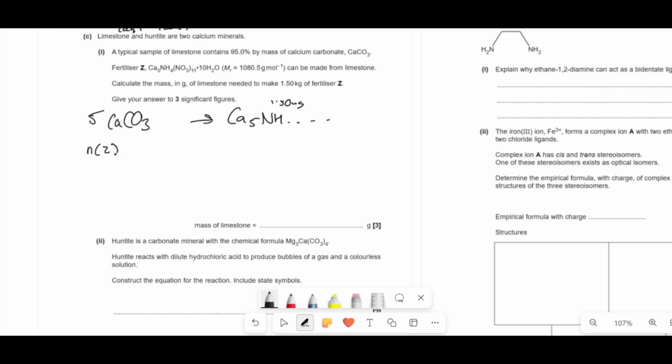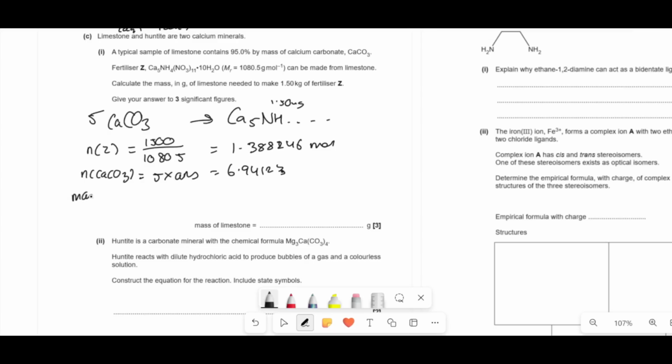So if we work out the moles of Z, that's going to be the mass, which we have to change to grams, 1,500 grams, over its Mr, which is 1080.5, and that gives you 1.388246 moles. Now we can see that there's a 5-to-1 ratio, so the moles of CaCO3 has to be 5 times the answer. If we do that, we get 6.94123. Remember that this is if the reaction was perfect and everything added up perfectly.